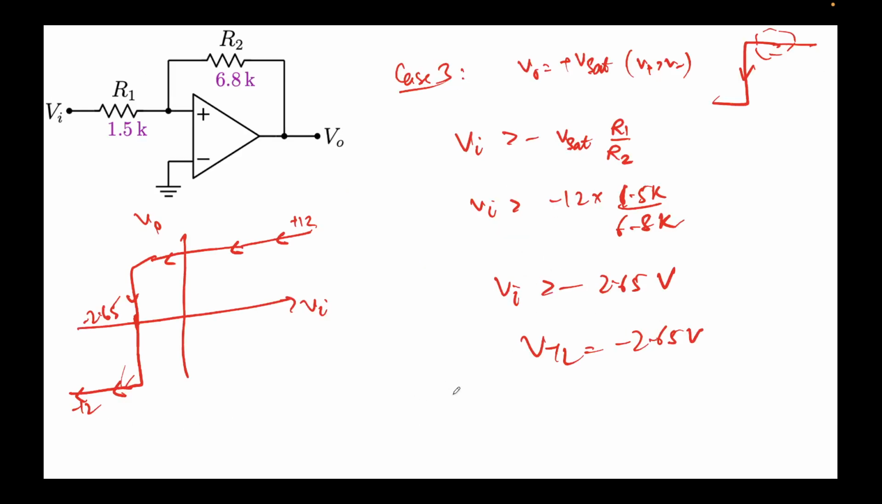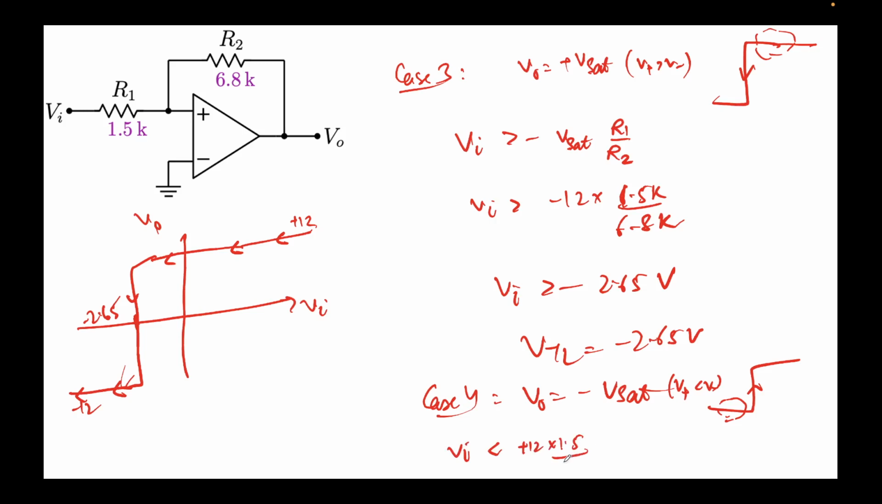All right. Now in case 4, we'll assume V naught equal to minus V sat, that means I'm talking about this transition. Here V plus must be less than V minus, that is I'm operating in this region. Again, if you put in the same formula, we saw Vi must be less than plus 12 times 1.5 over 6.8k. If you go back, just the sign changes. So Vi must be less than 2.65 volts. As long as Vi is less than this value, it will remain at minus V sat.